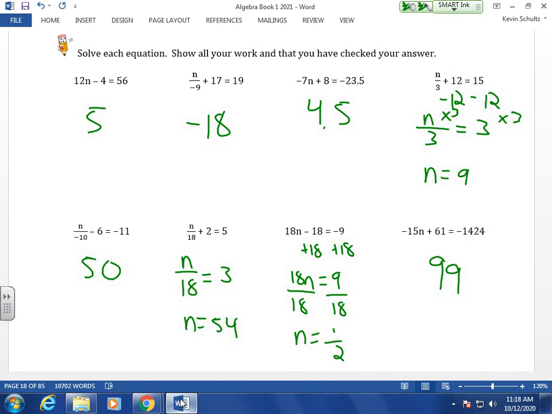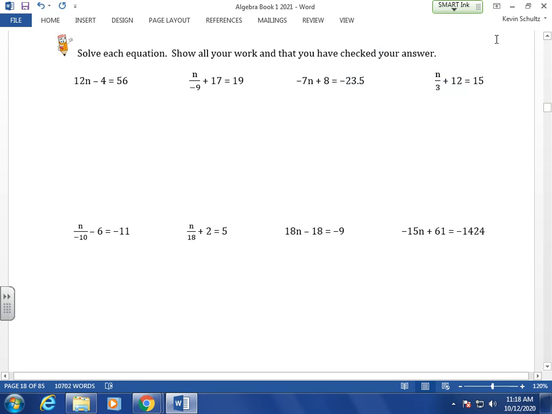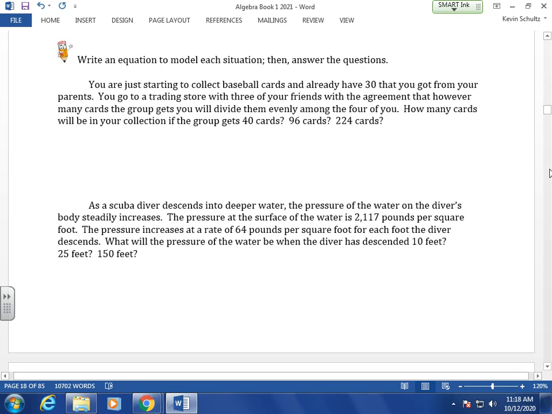Yeah. Any questions on these 8? Okay, the bottom 2, where you had to set up the equation yourself and then solve it, giving 3 different situations, 3 different values for the variable.